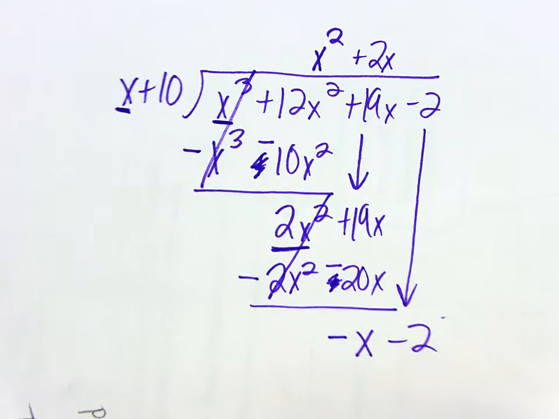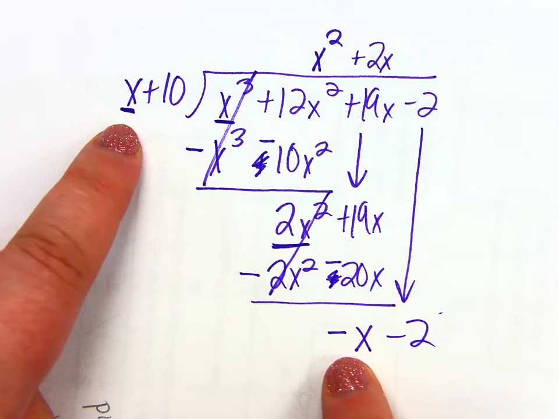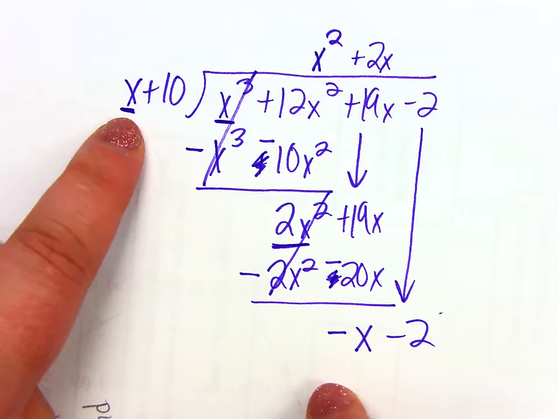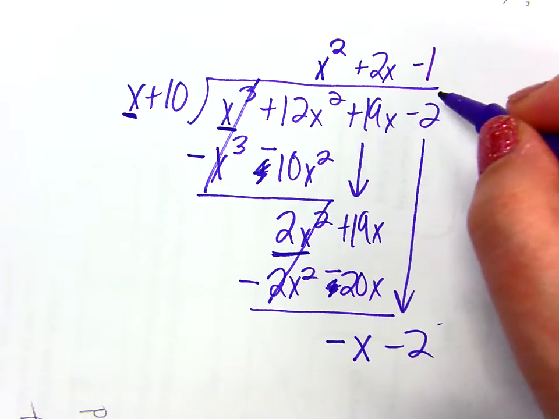And now what? Someone said it. Taylor, was that you? It's only the first number you care about. Negative x. What do I multiply x by to get negative x? It's a negative 1. So negative 1 up at the top.